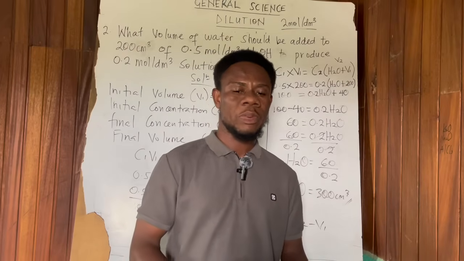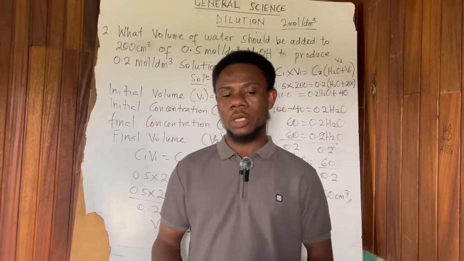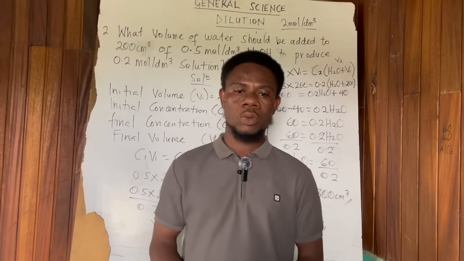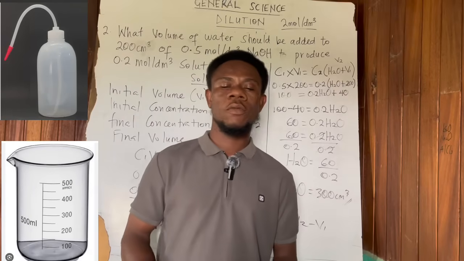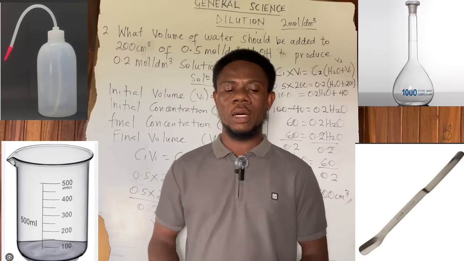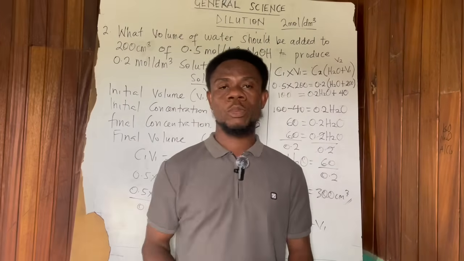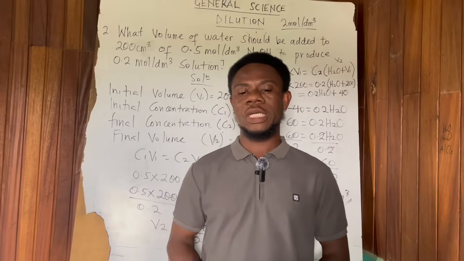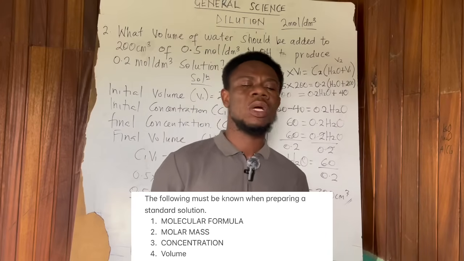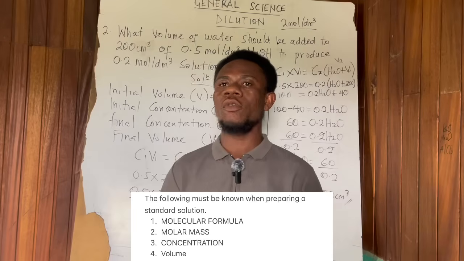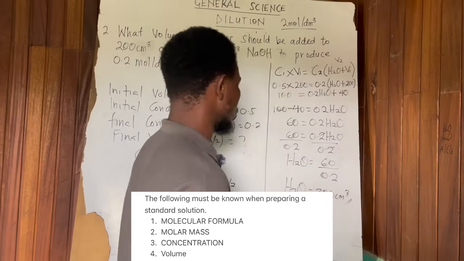Now, how to prepare a standard solution? So we have steps you should take when you want to prepare a standard solution. Now, don't forget your apparatus. One, we have stirring rod, wash bottle, beaker, volumetric flask, spatula, funnel, and a balance, or you can say a weighing balance. So before a standard solution can be prepared, the following must be known. One, you have to know the molecular formula of the compound. So let's take for instance, if you want to prepare sodium hydroxide.